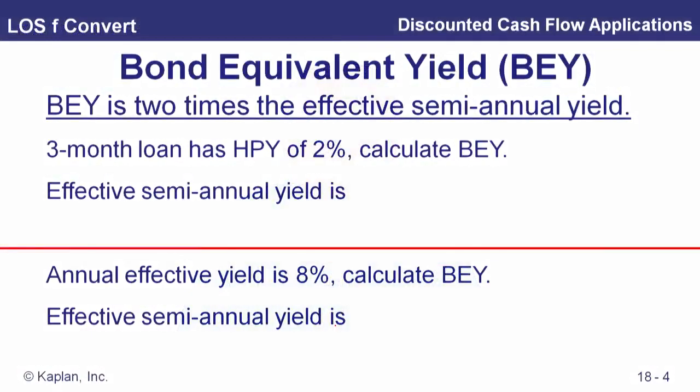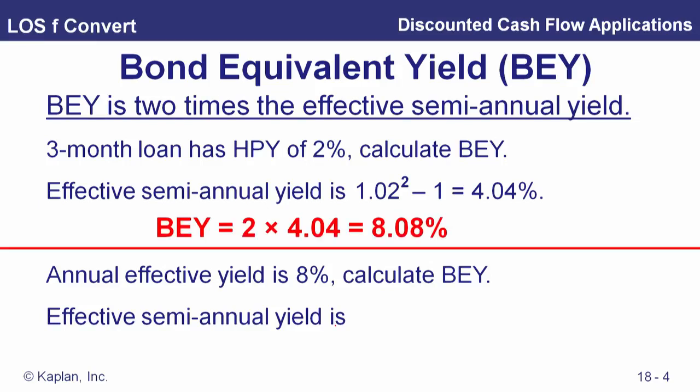Well, the first thing we have to do is take this effective quarterly yield and turn it into an effective semi-annual yield. And we're going to do that by just compounding for 1 more period, so 2 3-month periods. So 1.02 squared minus 1, we get an effective semi-annual yield of 4.04%. Well, I guess we have to double that 4.04 first to get the bond equivalent yield.